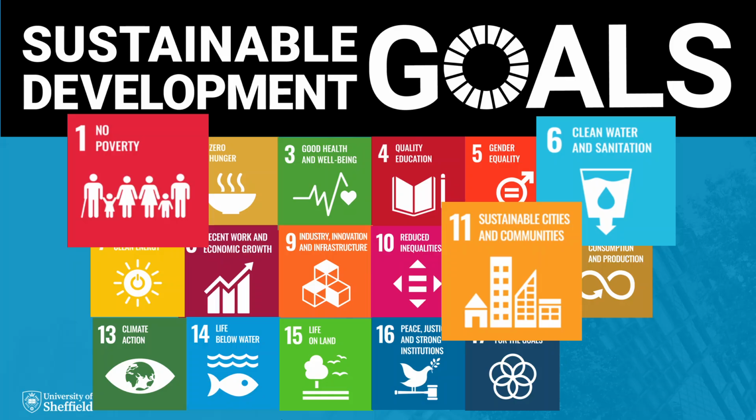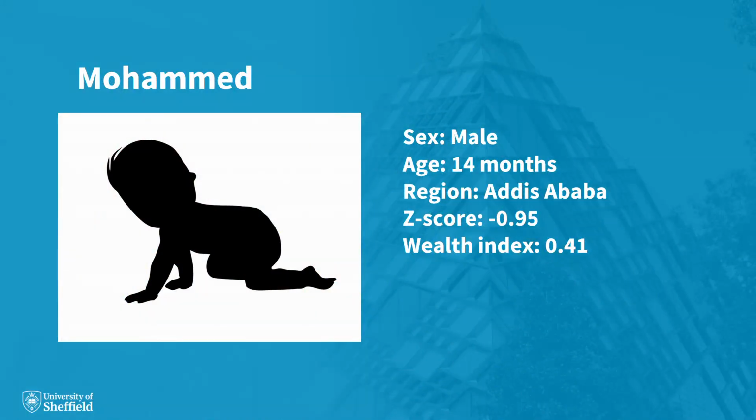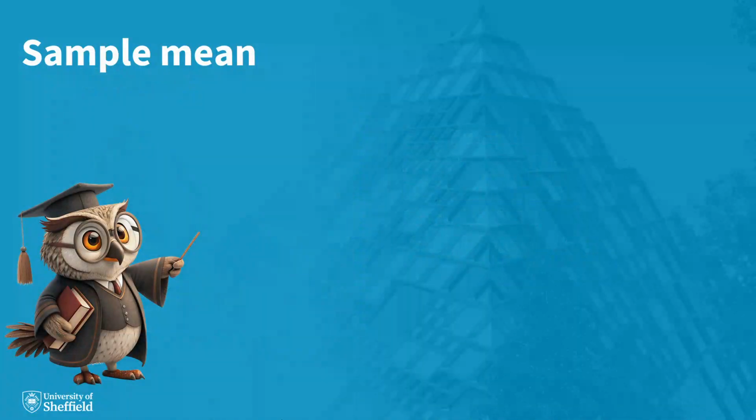So where do we find Mohammed and Mariam on our wealth index? We see that Mohammed has a wealth index of 0.41, which means his family is relatively wealthy. Mariam's family, on the other hand, is much poorer, as she has a wealth index of just 0.01. The rest of this video is going to involve a bit of maths and some algebraic notation, but don't worry, as our clever owl will take us through it step by step.